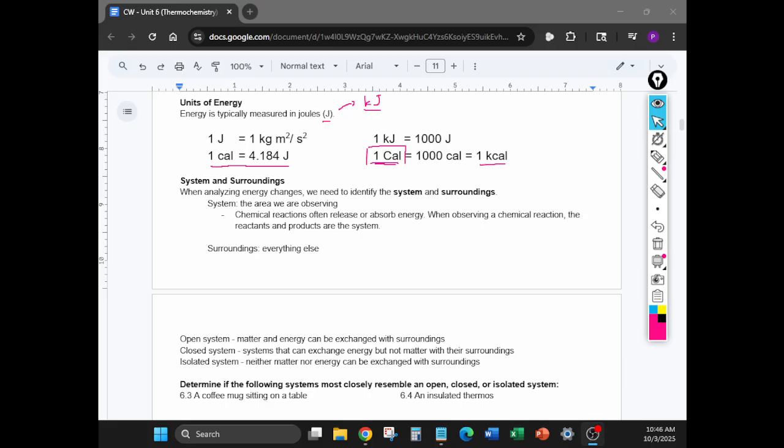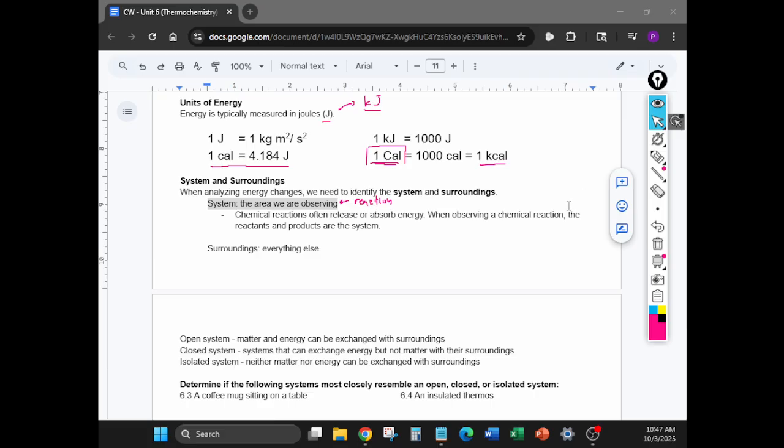Okay, so whenever you are talking about energy, we always need to identify something called the system and the surroundings. The system is really easy. It's basically what you are looking at. 99% of the time when we use it in chemistry, it's where the reaction is taking place. So when we have a chemical equation, the reaction is the system. And the surroundings is everything surrounding it. We always need to identify those two things because if we don't, we can't really describe where the energy is moving to and away from. So we always need to define those two things.